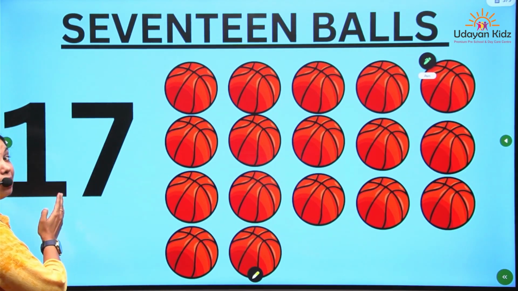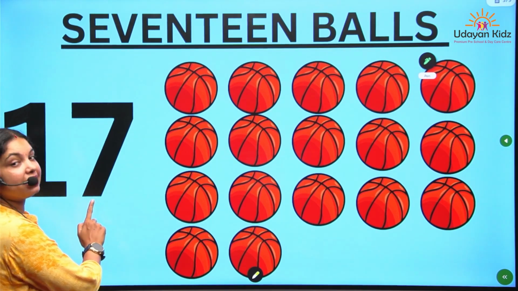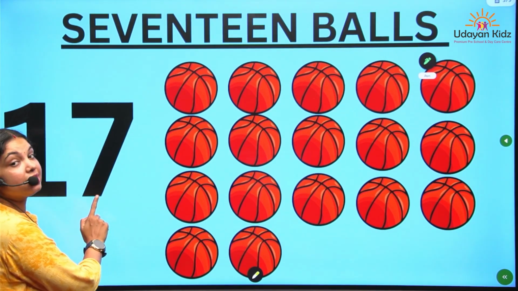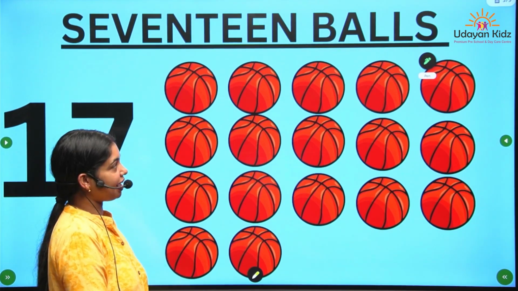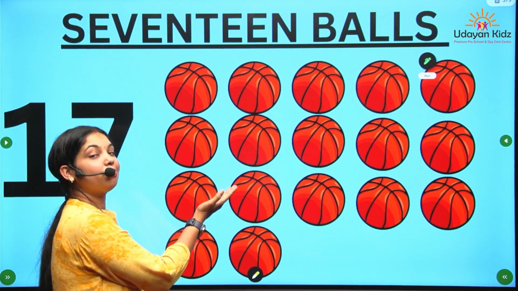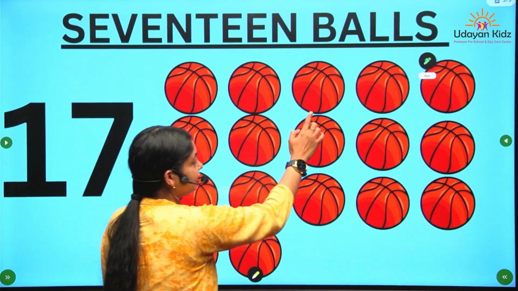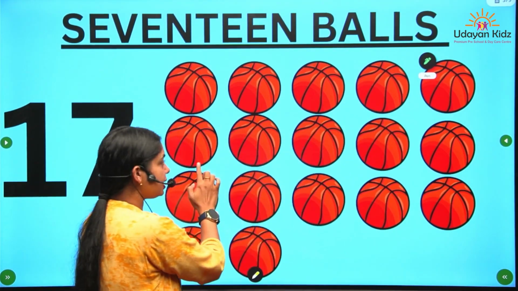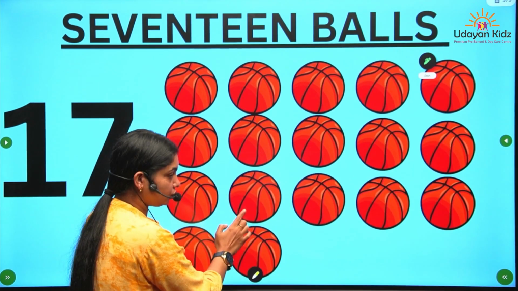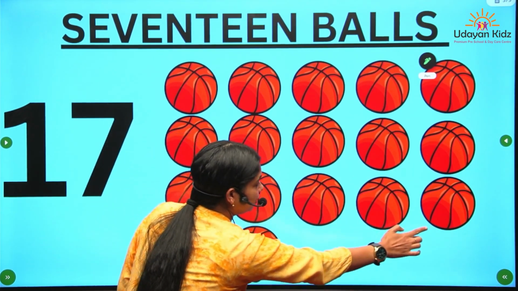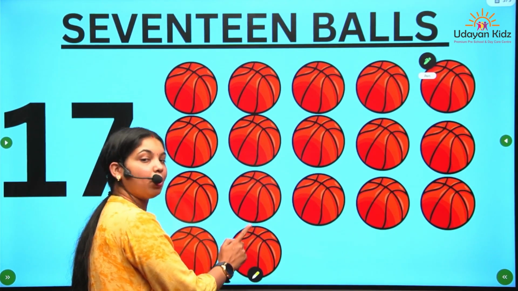Next number is number 17. 1, 7, 17. Now tell me, what are these? These are balls. Let's count the balls, okay? 1, 2, 3, 4, 5, 6, 7, 8, 9, 10, 11, 12, 13, 14, 15, 16 and 17. 17 balls.